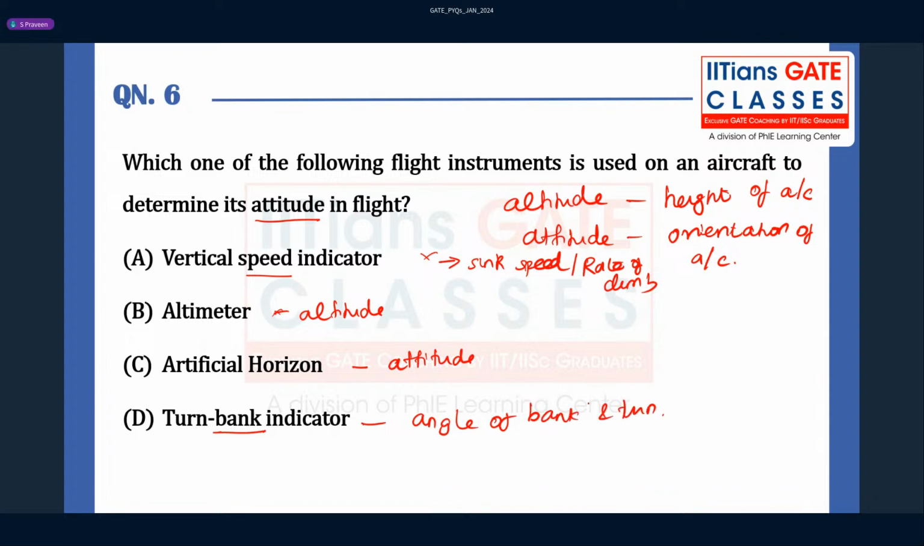And turn. So which means my answer has to be C. Okay. So the artificial horizon is basically measuring the altitude of the aircraft. Okay. So if no doubts, then let me go ahead. Next question.